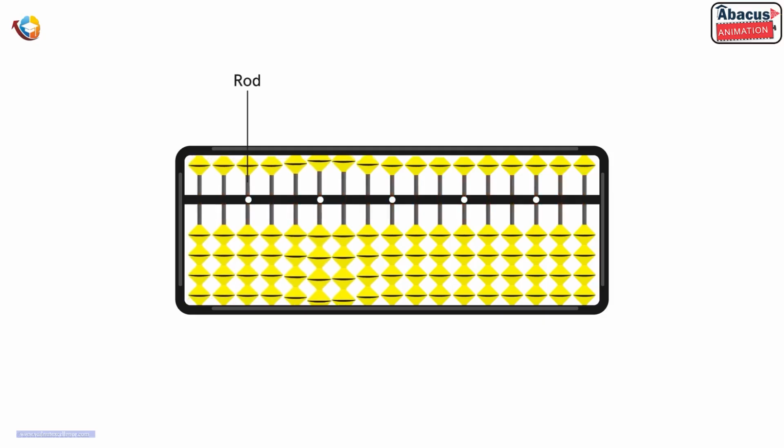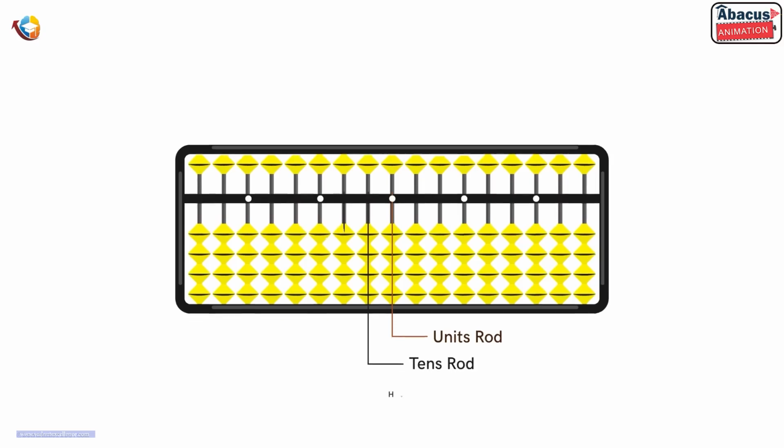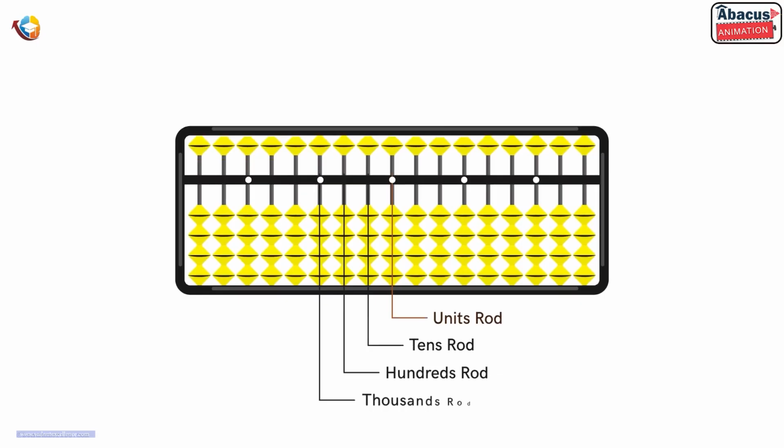Each rod has a different name and represents a different value. This one is the units rod, the one on the left is the tens rod, then we have the hundreds rod, thousands rod, and so on. But the units rod is the most important one because we start our calculation on the tool from this rod.